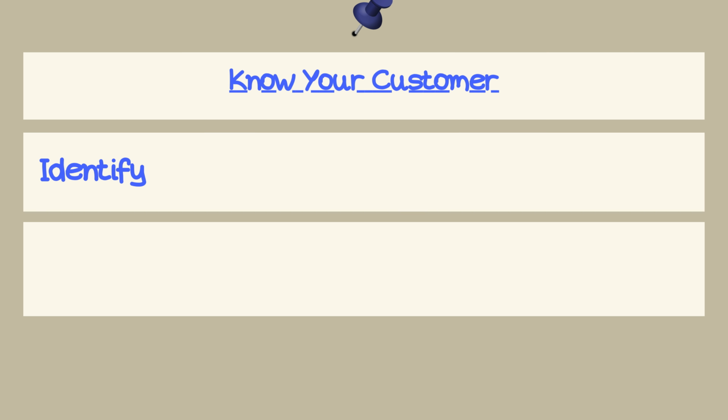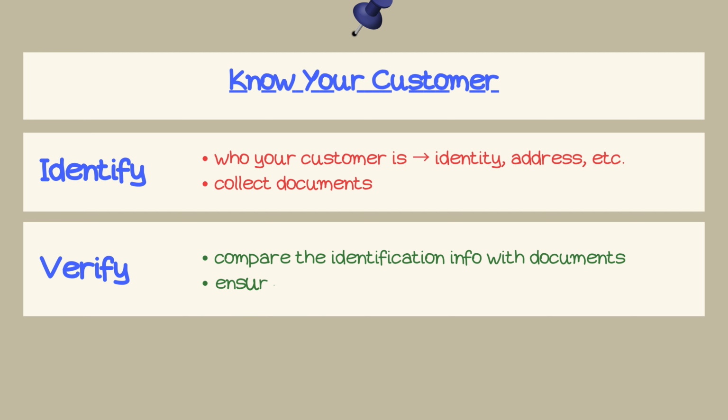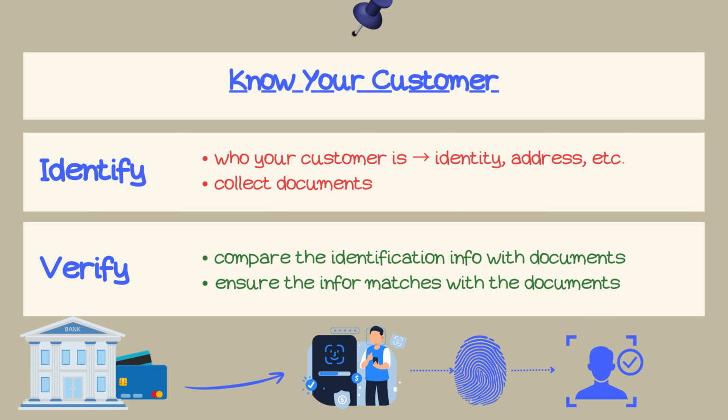KYC refers to the identification and verification of the customer. It simply refers to two processes. Step 1 is identifying your customer's identity by checking who your customer is. This is done by collecting basic details like name, date of birth, address, and official documents: passport, driver's license, national ID. Step 2 is verifying the information. Banks and companies cross-check the collected information with the official documents to make sure that the information about the customer's identity is authentic. Today, with digital transformation, companies even use facial recognition or selfie verification to match you with your ID.